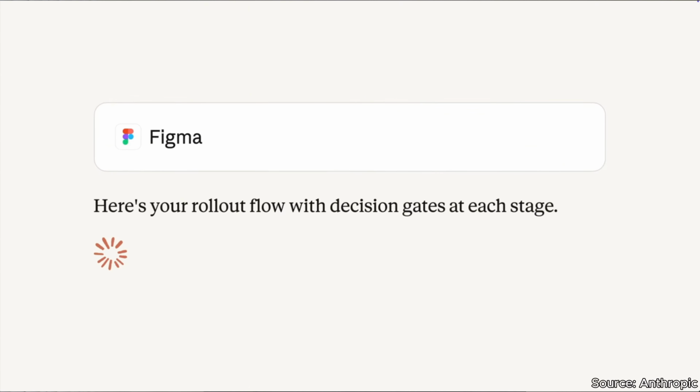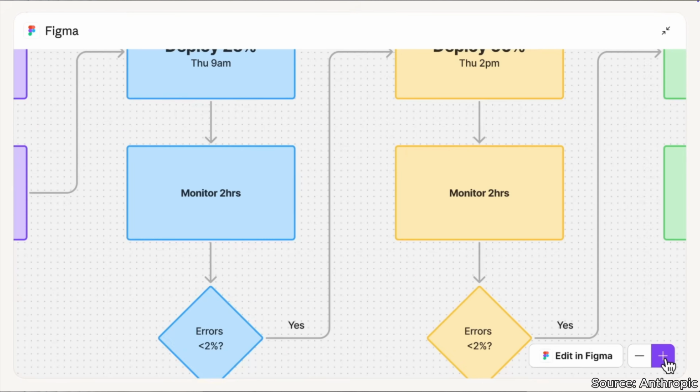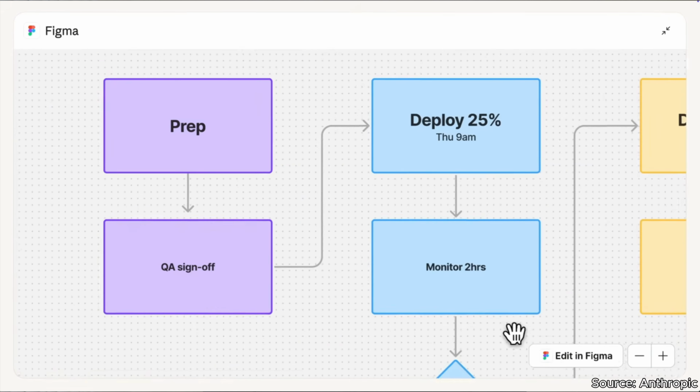MCP apps change that. This new extension lets tools return fully interactive user interfaces directly inside the chat. You can view your Figma design right there, tell the AI to fix it, and immediately review the changes without ever visiting the website. So how does this work from a technical perspective?